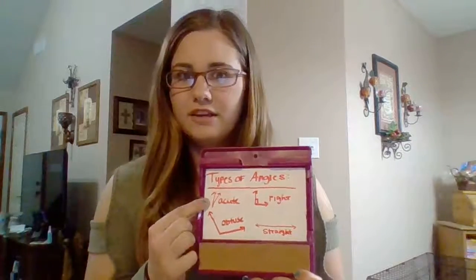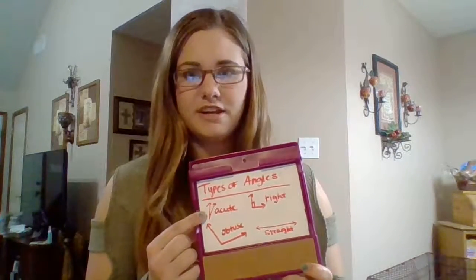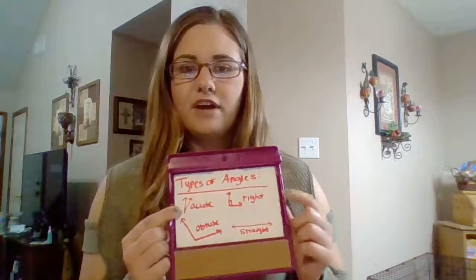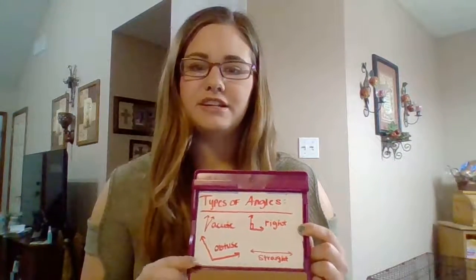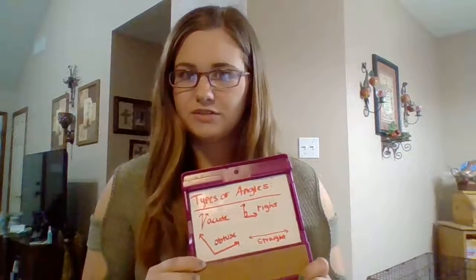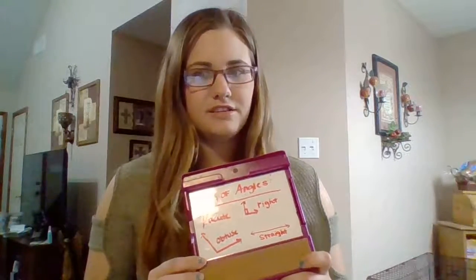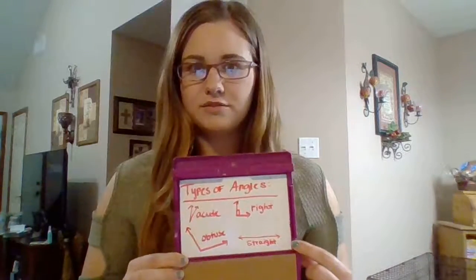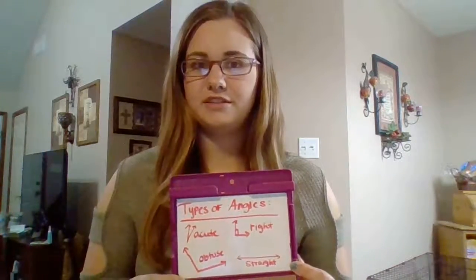You have acute angles, right angles, obtuse angles, and straight angles. An acute angle is any angle whose degree is greater than 0 degrees but less than 90. You have a right angle, which is exactly 90 degrees. You have obtuse angles, whose degree measure is greater than 90 degrees but less than 180 degrees. And you have straight angles, which are exactly 180 degrees.